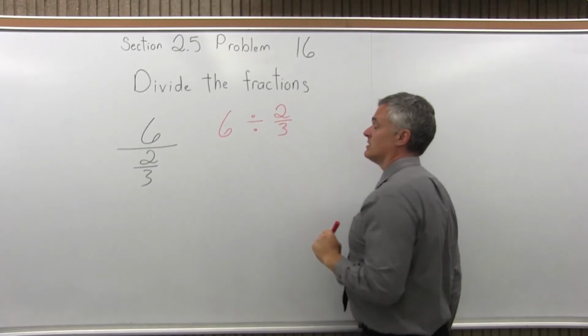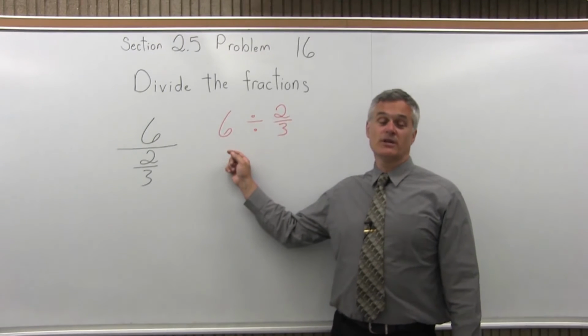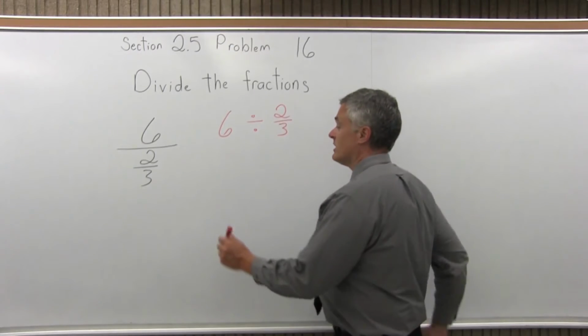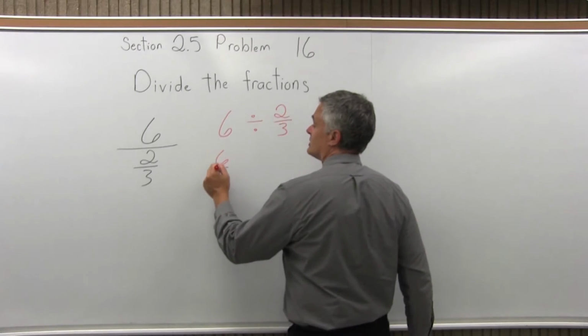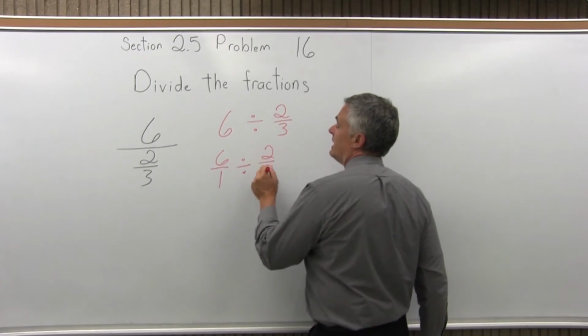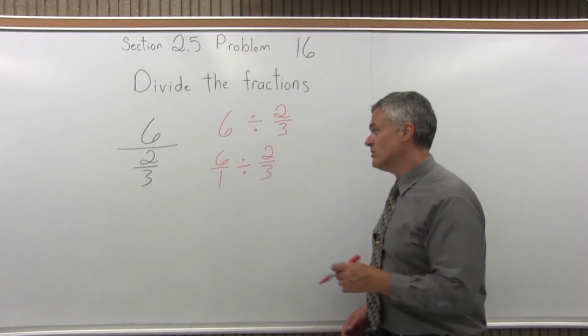That seems nicer. Now, the next thing I'll do is the 6, I would like to write it in the form of a fraction, so it has a numerator and a denominator. And I can do that by writing it as 6 over 1 divided by 2/3. Now I'm ready to actually do the problem. I have it written in a format that I can do.